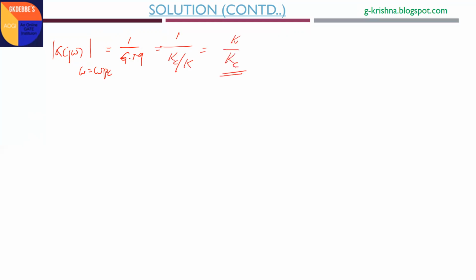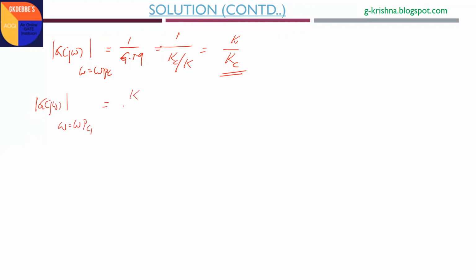Okay, if you find the magnitude of the open loop transfer function at the phase crossover frequency and equate it to 1, keeping K as Kc, that itself will give the critical gain, or the gain for marginal stability. So let us find the magnitude of the open loop transfer function at the first phase crossover frequency.